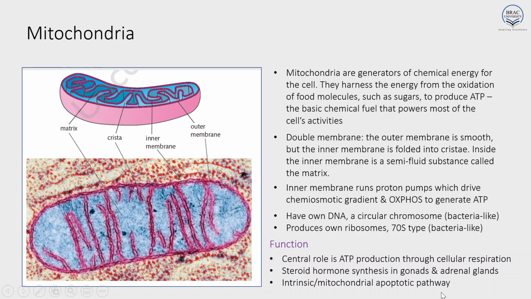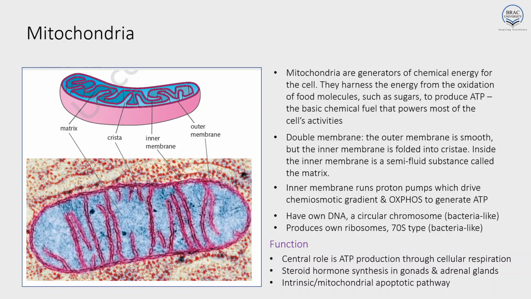You might not have heard of the apoptotic pathway. There are two types of apoptotic pathway. At first, apoptosis means programmed cell death. It's a natural process inside the cell. There are mainly two pathways of apoptosis: one is the extrinsic pathway, and another one is the intrinsic pathway.